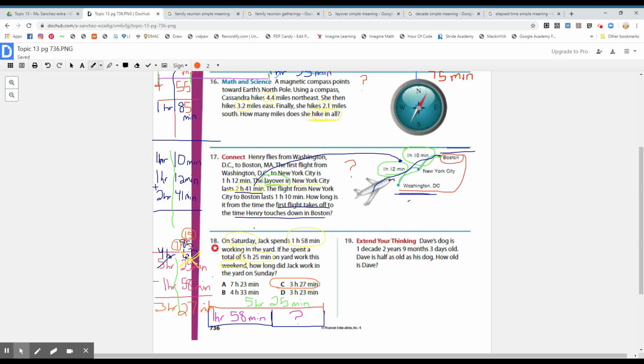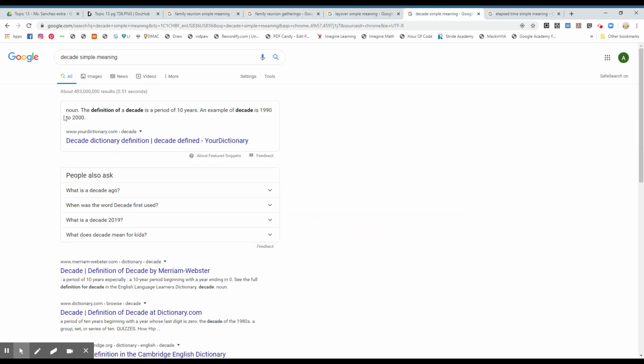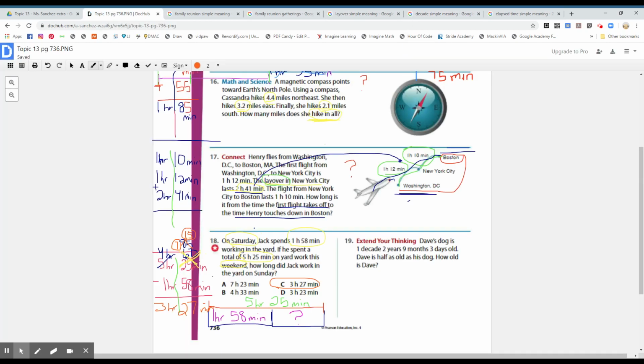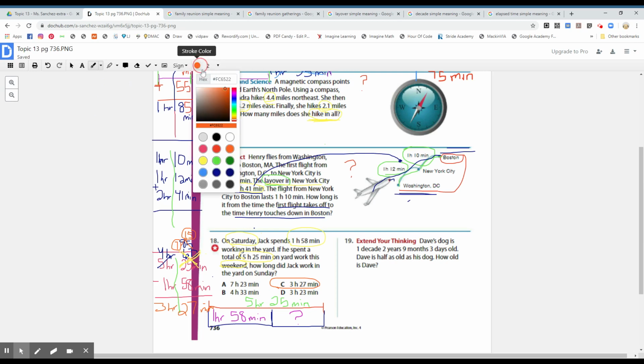All right, number 19. Extend your thinking. Dave's dog is 1 decade, 2 years, 9 months, 3 days old. Dave is half as old as his dog. How old is Dave? Okay, let's think, boys and girls. Dave's dog is 1 decade, and a decade, boys and girls, means 10 years. Okay, so the dog. I'm going to write me some notes. Okay, so dog.